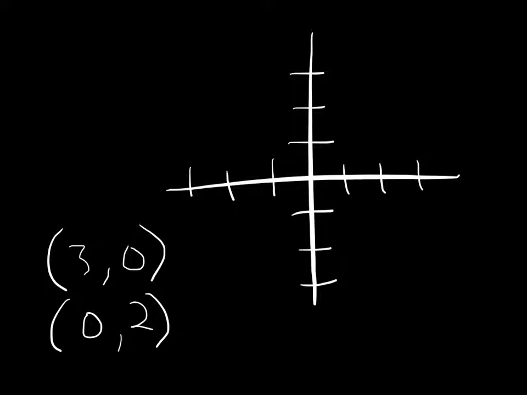Well, we'll start with our x-intercept, 3, 0. So we go 3 spaces to the right on the x-axis, we put a dot, and that's our x-intercept. Now we want the y-intercept, which is 0, 2, which is 2 spaces up on the y-axis. And we have our 2 dots, and really all that's left at this point is connecting the dots, and we will have our line.